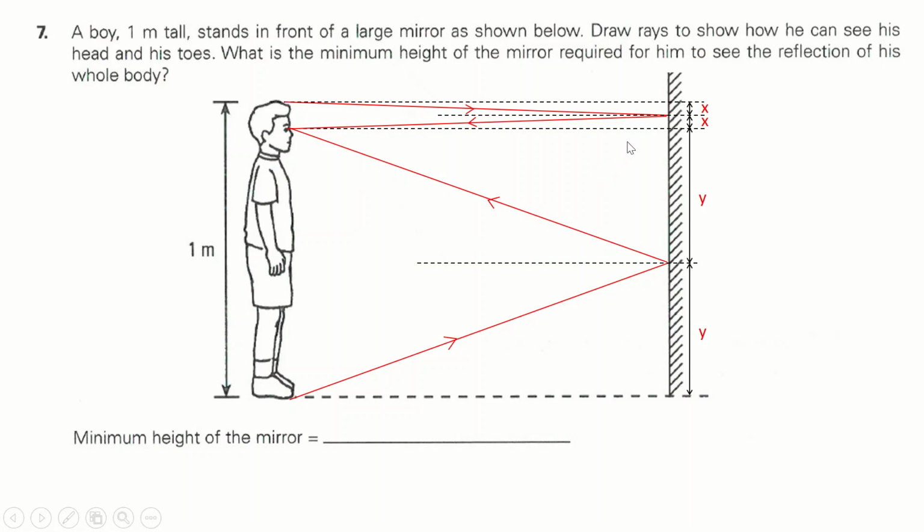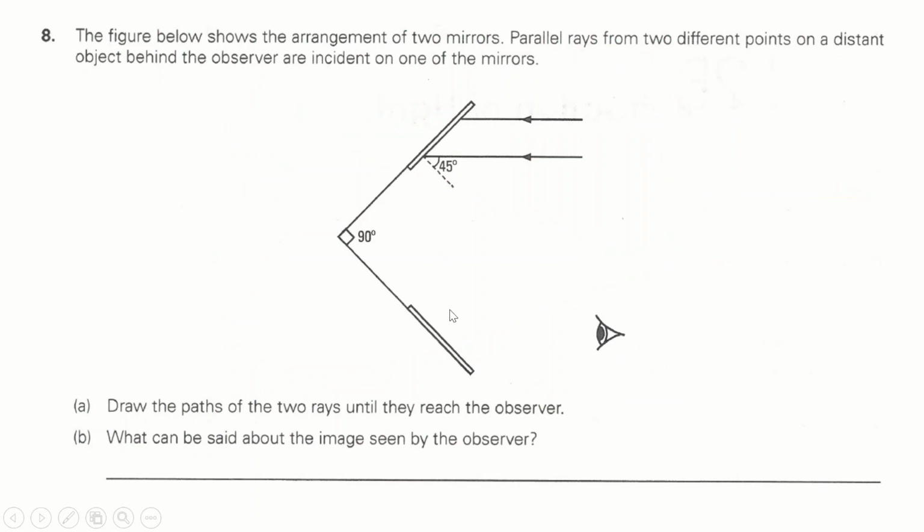So now can you see it's pretty clear? So what is the minimum length of mirror required? I actually don't need the top part and I don't need this part here at the bottom, right? So in other words, I just need this x plus y, which is half of his height. That's it. So that's the minimum height of a mirror. Pretty straightforward. All right, and now question 8.